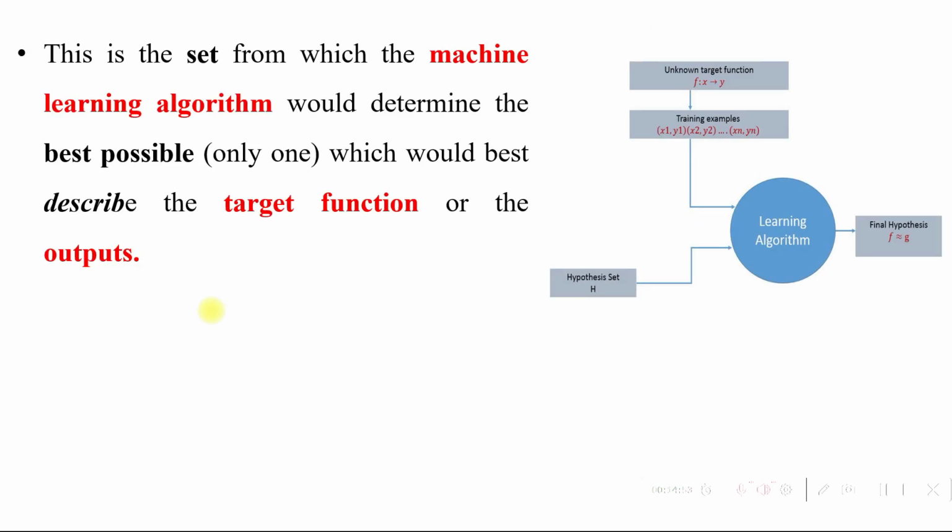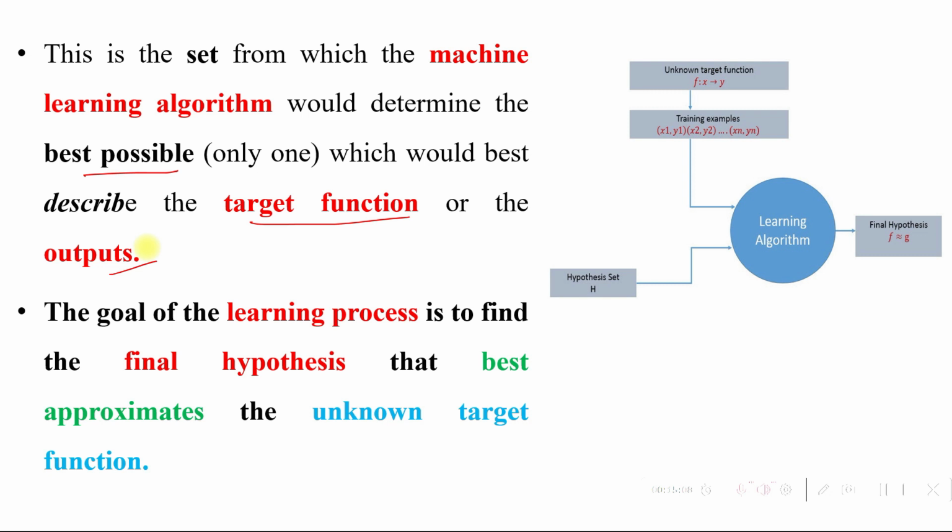So this is the set from which the machine learning algorithm would determine the best possible hypothesis, which would best describe the target function or the outputs. The goal of the machine learning process is to find the best final hypothesis that best approximates the unknown target function. That is the main aim of the learning process. We have to find the best final hypothesis that best approximates the unknown target function.